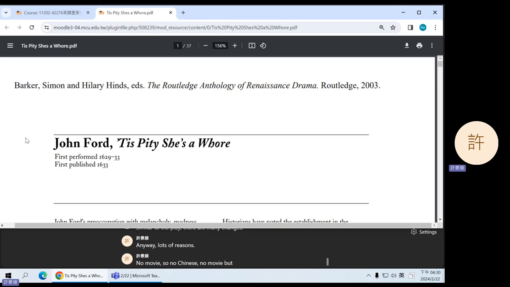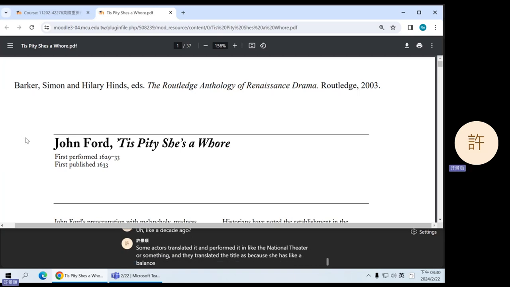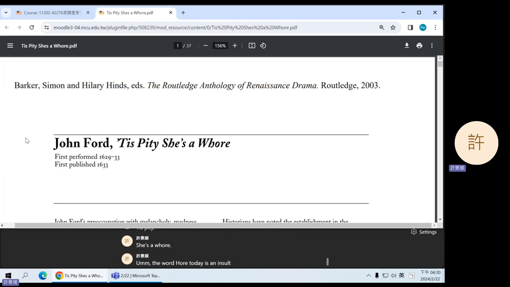But there has been a performance in Chinese. I think like a decade ago, some actors translated it and performed it in like the National Theater or something. And they translated the title as 可惜她是个婊子, which is a literal translation. 'Tis pity she's a whore. The word whore today is an insult. The definition of this word is a sex worker, 性工作者, but it's an insult.